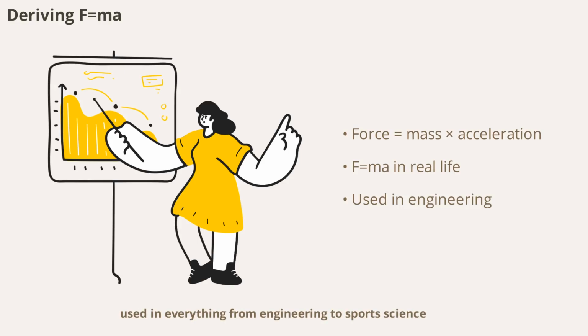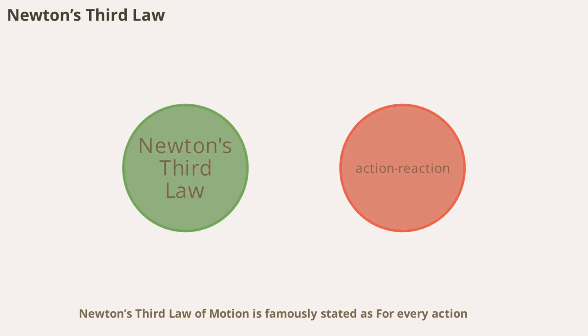to sports science. Newton's third law of motion is famously stated as, for every action there is an equal and opposite reaction. This means that whenever one object exerts a force on another, the second object exerts an equal force back in the opposite direction. This law explains why rockets launch, why you feel a kickback when firing a gun, and why jumping off a boat pushes it backward. It's a fundamental principle that governs all interactions between objects.